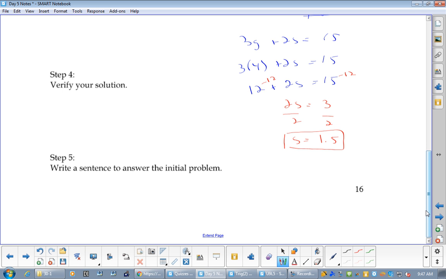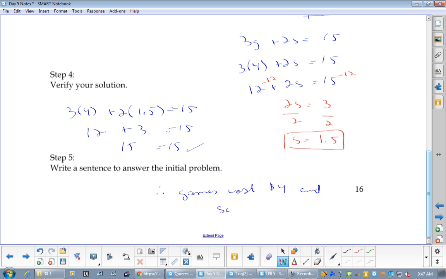Okay, so now you should always verify. Does 3 times 4 plus 2 times 1.5 equal 15? 12 plus 3 equals 15. 15 equals 15. Okay, and then you can check the other one too. So therefore, games cost $4 and songs cost $1.50.